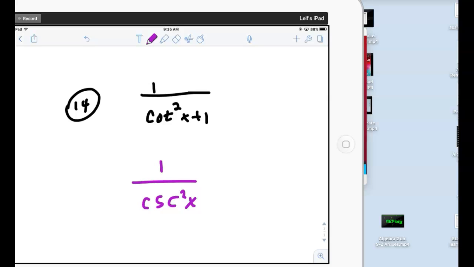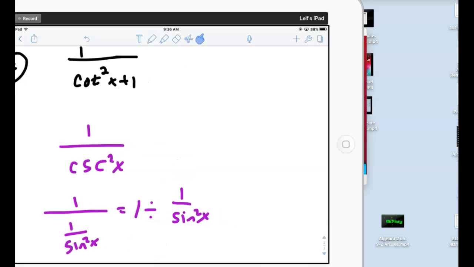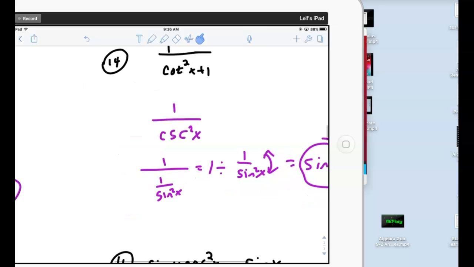So I got this now. Now I'm going to simplify this. Remember, cosecant is the inverse of the sine. So that's 1 over sine squared of x. So this is 1 divided by, you could write this, these are the same things, just written differently, okay? Which means you flip the second one upside down and then multiply. Either way, you end up with sine squared of x as your answer. I probably made that look more complicated than it really was, but anyway.